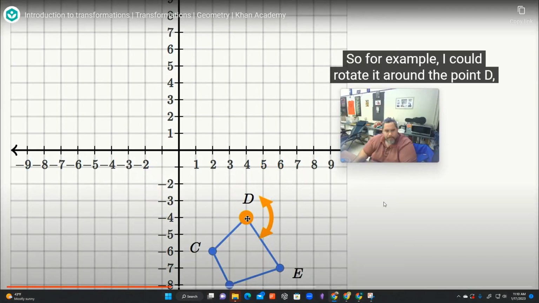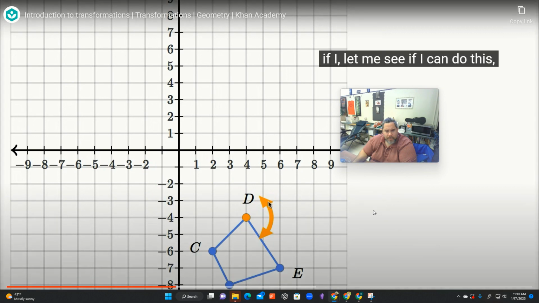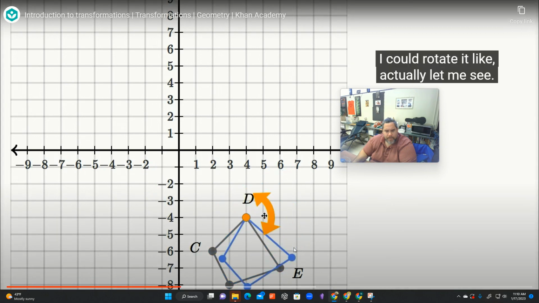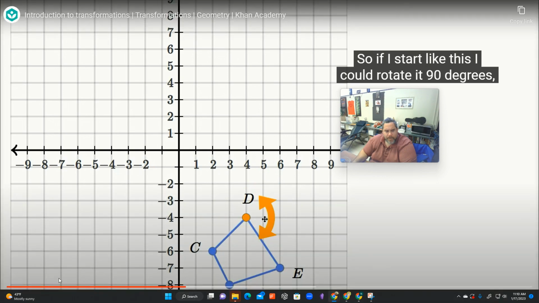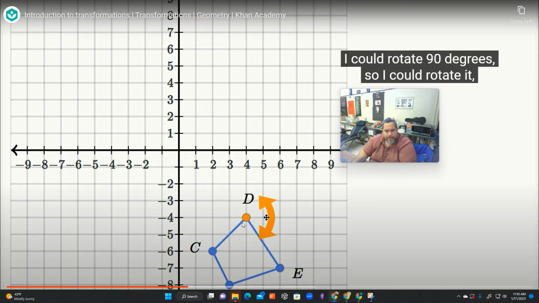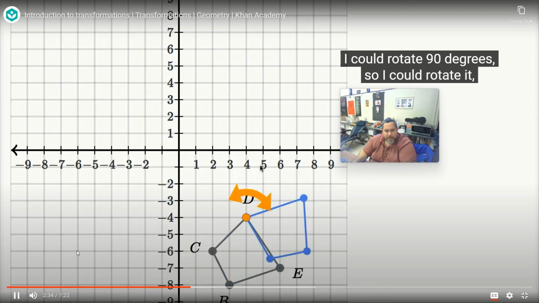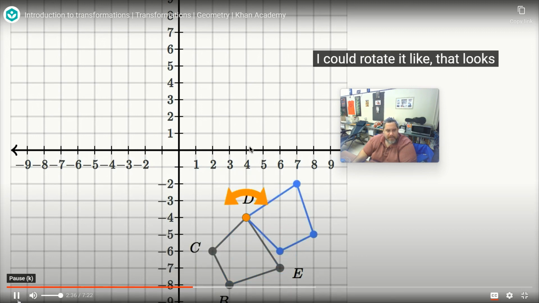So for example, I could rotate it around the point D. So this is what I start with. Let me see if I can do this. So if I start like this, I could rotate it 90 degrees. So I could rotate it. Okay, so I get it. All those points are rotating to a new position.